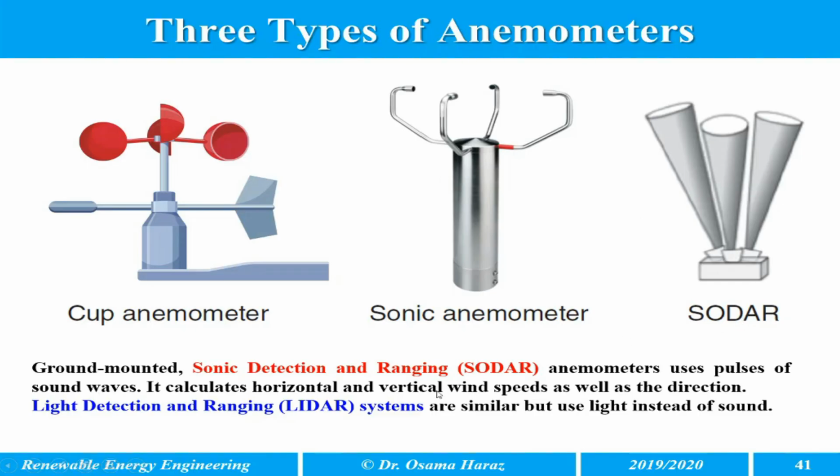SODAR is the ground-mounted sonic detection and ranging. It uses pulses of sound waves. It calculates horizontal and vertical wind speeds as well as the direction. There is another type called LIDAR. LIDAR is the light detection and ranging system. They are similar but use light instead of sound.